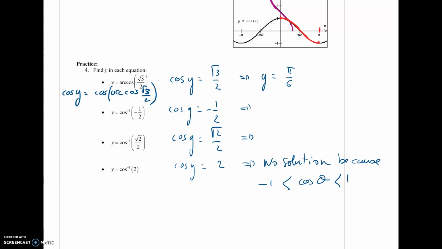Same idea for the other problems. If I call that problem number 1, there could be problems number 2, 3, and 4. I did for you problem number 4. I will let you do problems number 2 and 3. You will realize in problem number 4 that you cannot have an angle that gives you a cosine equal to 2, because you know that the cosine of an angle is between -1 and 1.